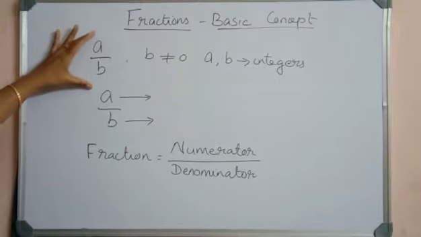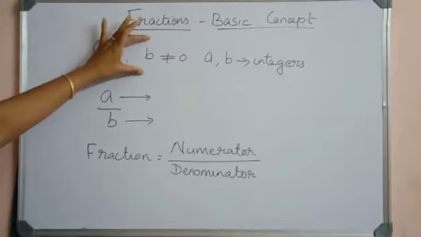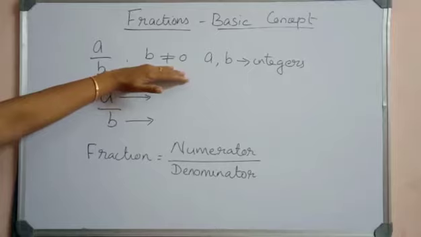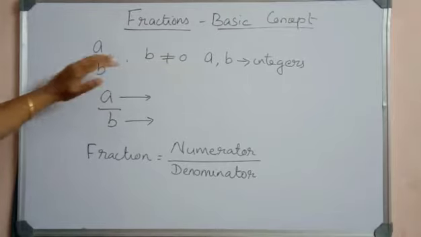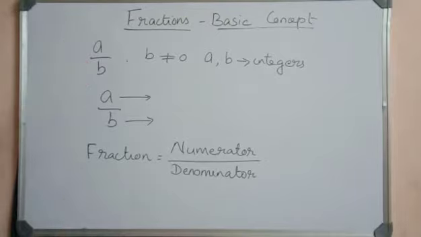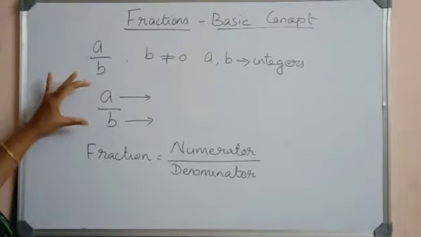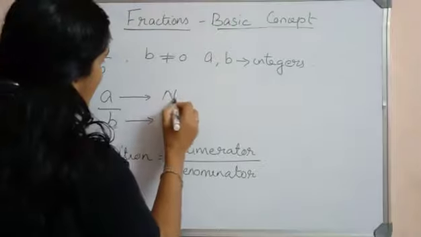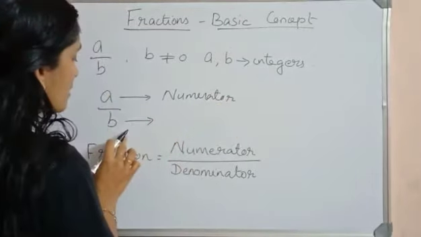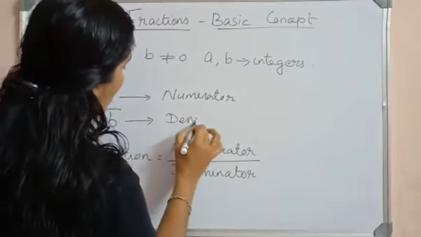The numbers that can be expressed in the form a by b, where b is not equal to 0. That is very important. b should not be equal to 0, since we know that we cannot divide any number by 0. In a fraction a by b, a is called the numerator and b is called the denominator.